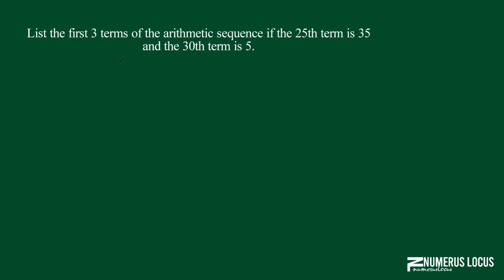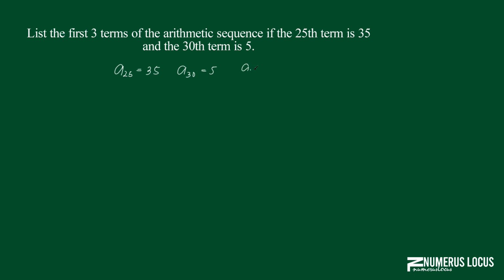Example number 2, we have to list down the first three terms of the arithmetic sequence if the 25th term is 35 and the 30th term is 5. So what we know, we have a of 25 is equal to 35 and a of 30 is equal to 5. So this is an arithmetic sequence.